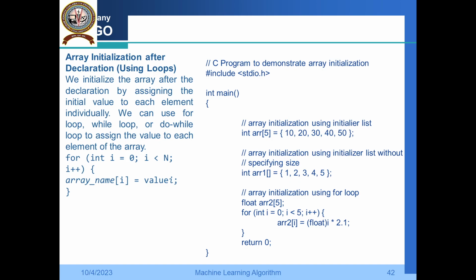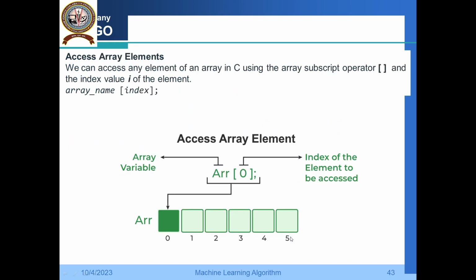Then array initialization using an initializer list without specifying the size: integer array 1 is equal to 1, 2, 3, 4, 5, 6, and float array 2, for i equal to 0, i less than 5, and i plus plus. So you got it now. So array 2 of i, that is the float into 2.1, something like that. So this is automatically generated, and we can put it there.